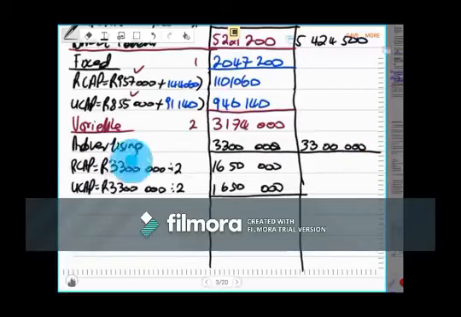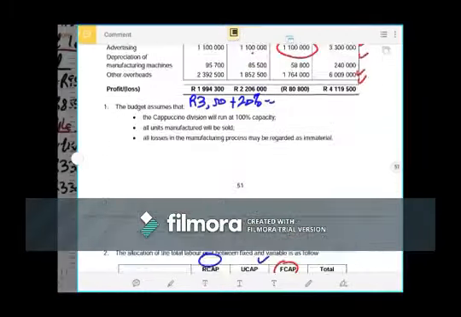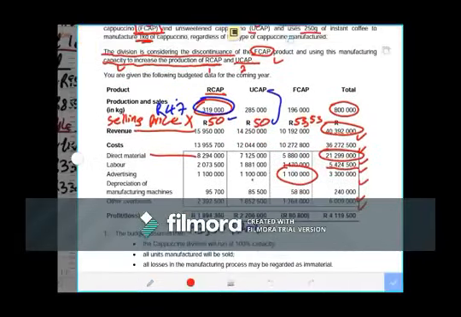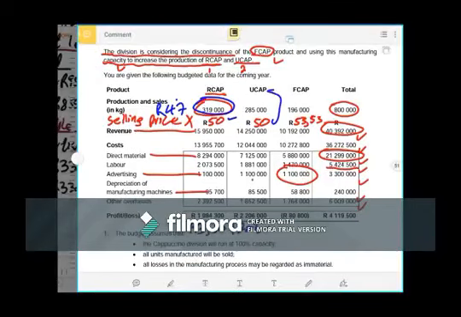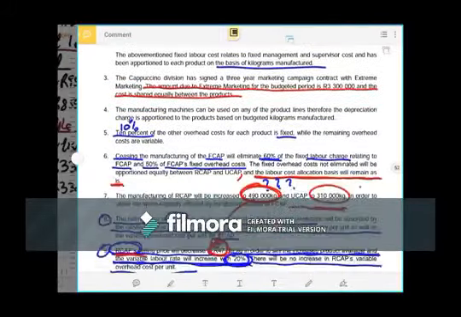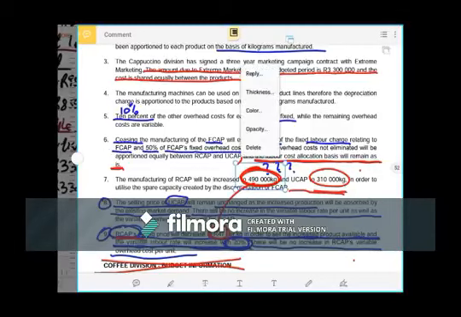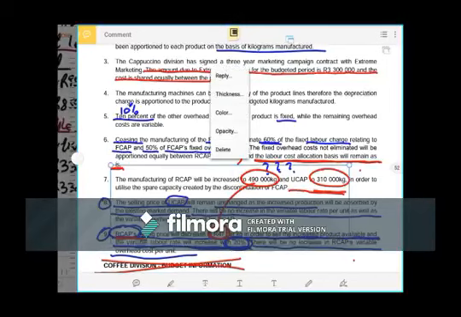Then we go to the next part. And remember, this was advertising, meaning we were at this part now of the income statement. Then we go to the depreciation. And let us check how depreciation was allocated among the three products. And depreciation was allocated among the three products in accordance to the number of units that were manufactured.